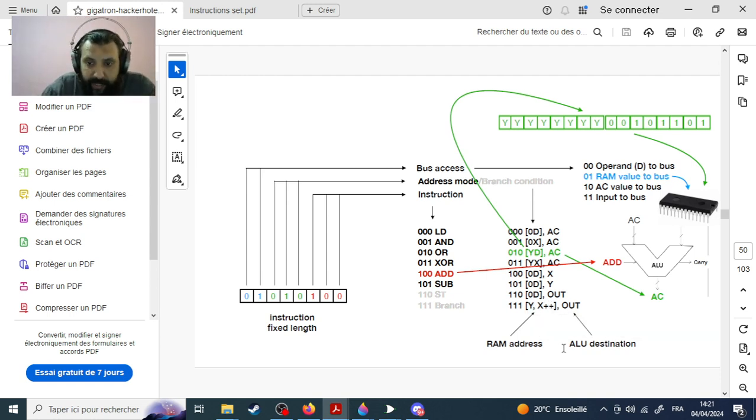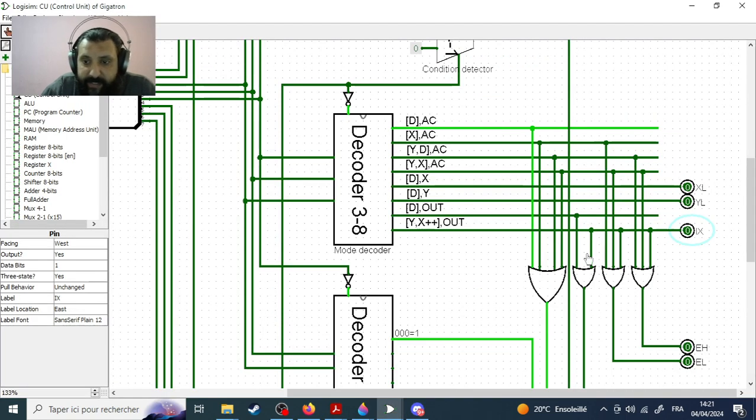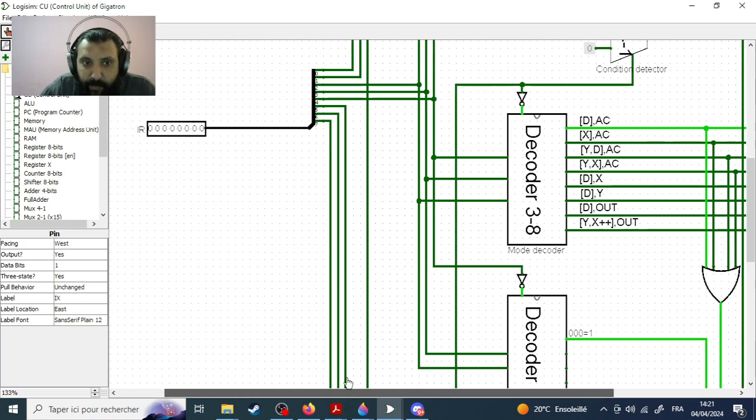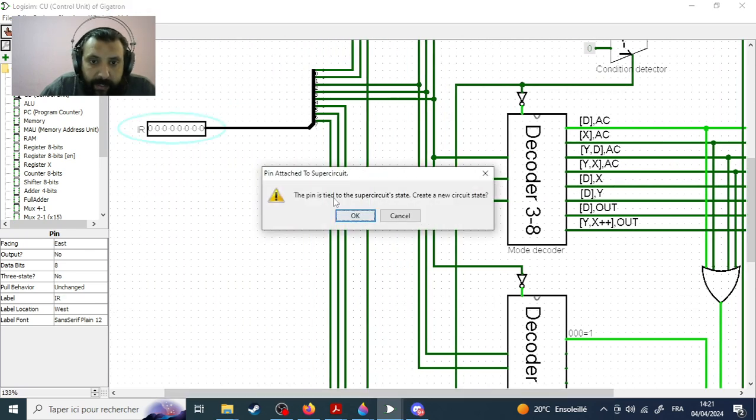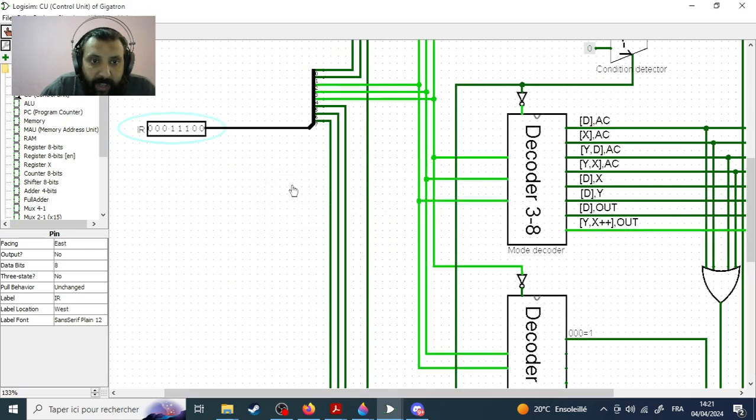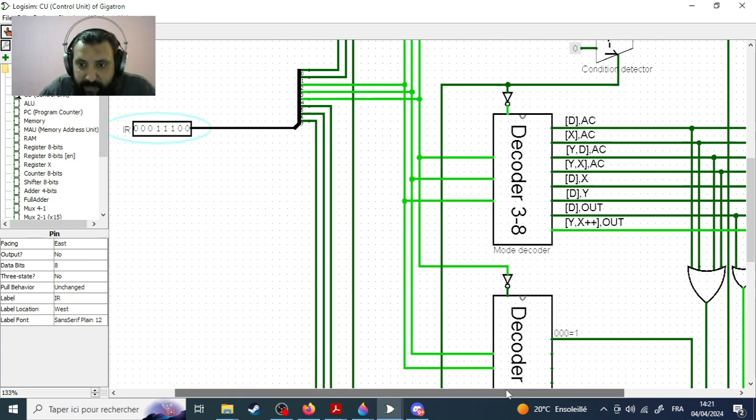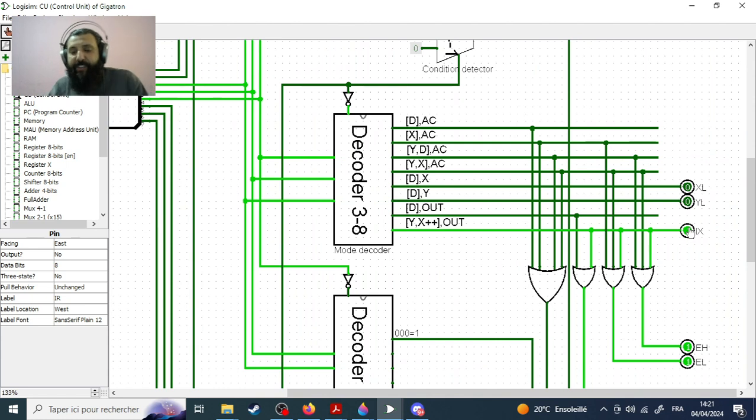This mode is used exactly for that, and this mode is the only one that uses X++. This is why we can see directly here that this mode is 111. We'll try it on the simulator. If we put 111 here, this mode is activated, we can see, and this signal is activated too. This is the only one that can activate that.